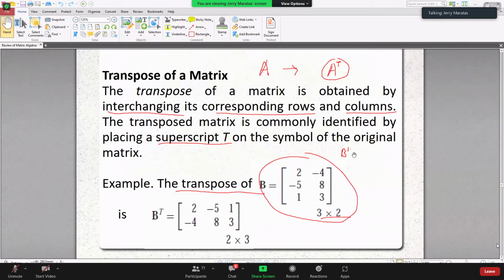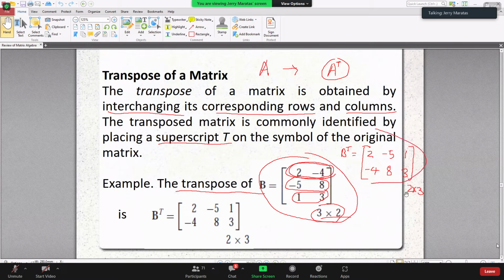Saan man nato pagkuha karon, you simply interchange the rows and the columns. So, meaning, if these are the elements of my first row, I will make that as my first column. Second row, I will make that as my second column. And if this is the third row, I'm going to make that as my third column. So the size, if this is 3 by 2, well, I simply interchange that. It becomes 2 by 3.